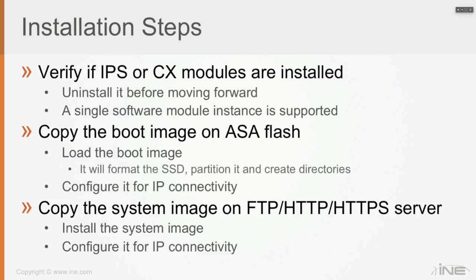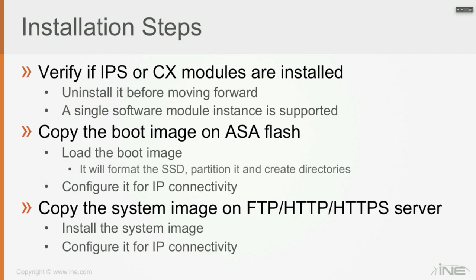So you cannot load and install the Firepower image or the system image from the ASA flash. You have to, for a specific reason, because ASA doesn't support the FTP server or the HTTP server or the HTTPS server. HTTP or HTTPS is supported only for SSL VPN or for managing the ASA, but the ASA doesn't support behaving like an HTTP server from where you can download content. So that means that the system image has to be copied on an external FTP or HTTP server.